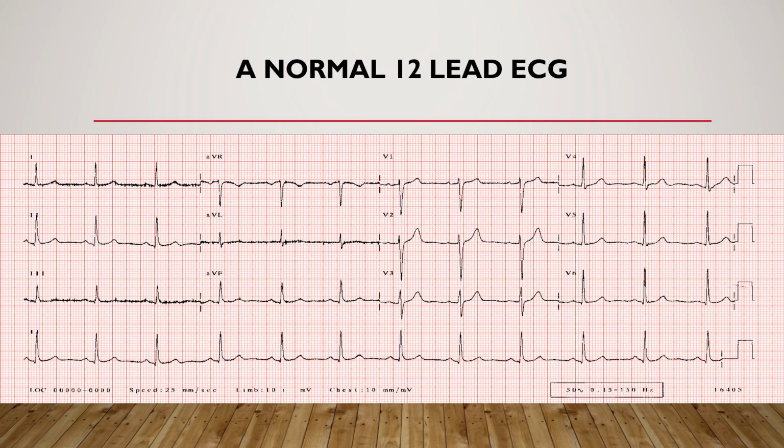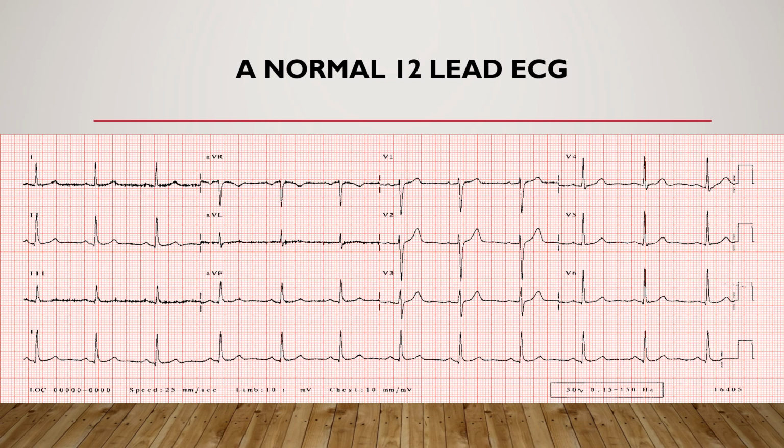On the vertical axis, one small box equals 0.1 millivolts or mV, and one large box on the vertical axis equals 0.5 mV.